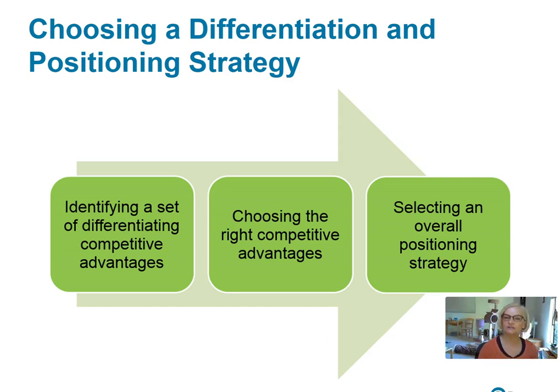How do we choose the differentiation? Well, we need to figure out how we can be different. Think of JetBlue, of Trader Joe's. How are they different from their competitors? Then we need to pick the one competitive advantage or a list of competitive advantages that will allow us to make money on it, right? And finally, this all informs what's called a positioning strategy.